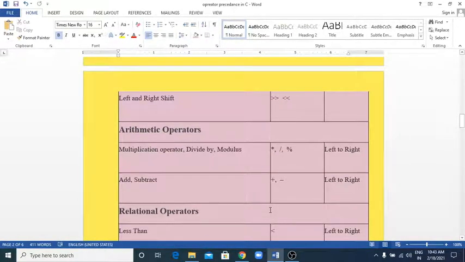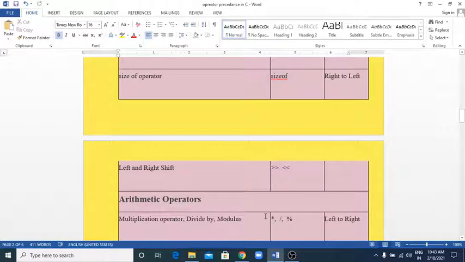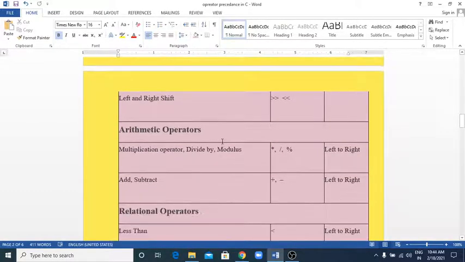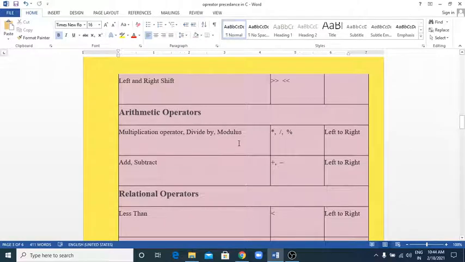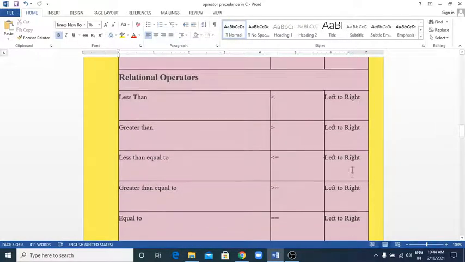Then the left and right shift operators have associativity right to left. Now the next one is the arithmetic operators: multiplication, divide and modulus. Multiplication, divide and modulus have higher precedence than addition and subtraction. The associativity of multiplication, division and modulus is left to right, and add and subtract also have associativity left to right. Now the next one is the relational operators.